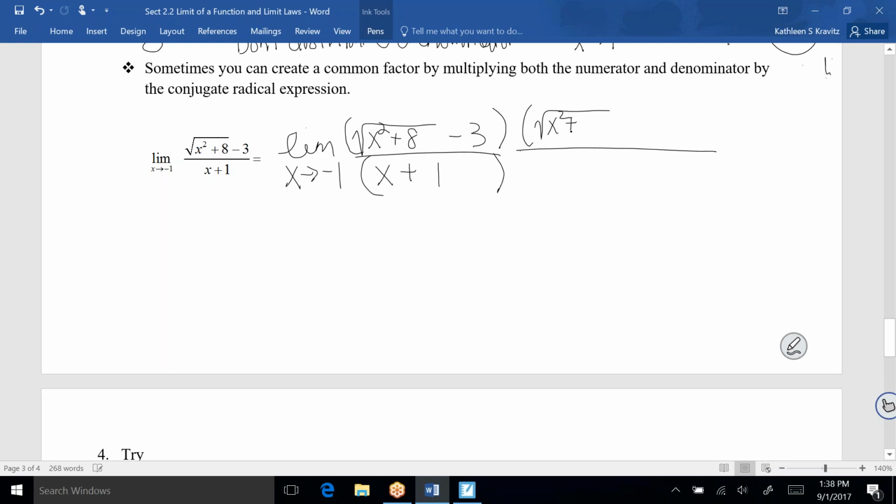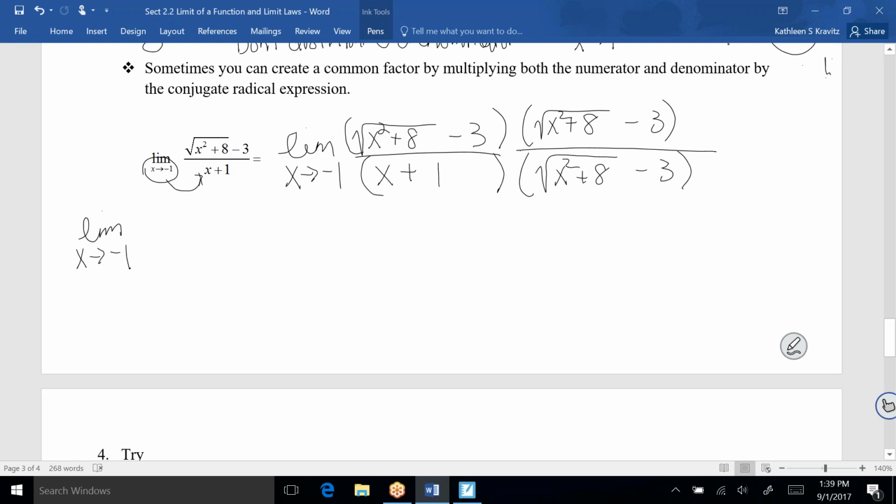Square root of x squared plus 8 minus 3. And this is the square root of x squared plus 8 minus 3. So we're multiplying the top and the bottom by the same thing. And the reason that we're doing that is if we try to plug in that negative 1 in the very beginning, we end up with a 0 in the denominator, which we can't have. So we have to do something about it. So we're trying to get a common factor that we can cancel in order to get rid of this problem that we have in the denominator.